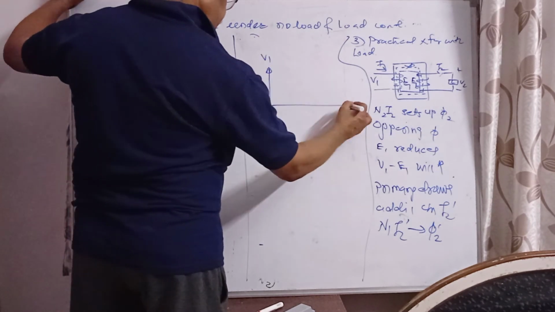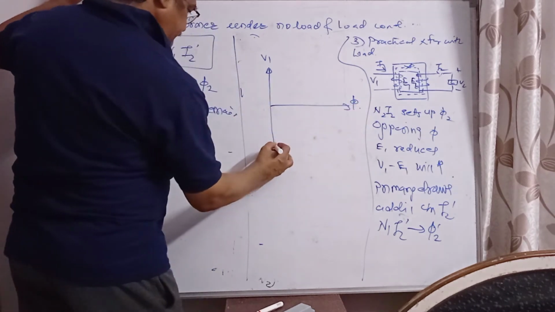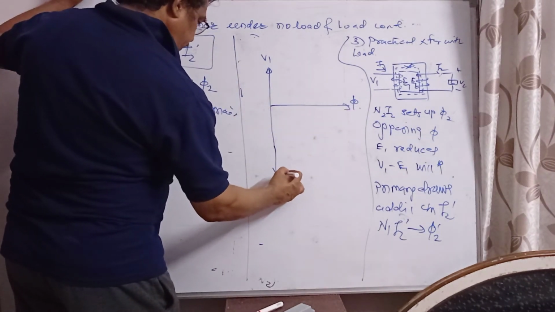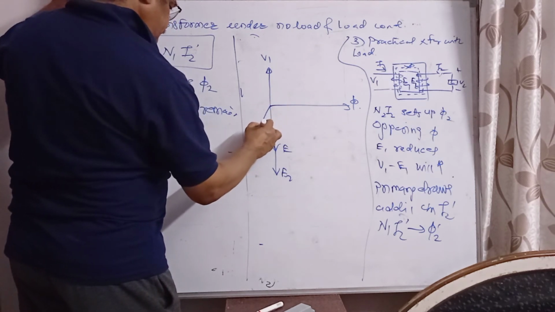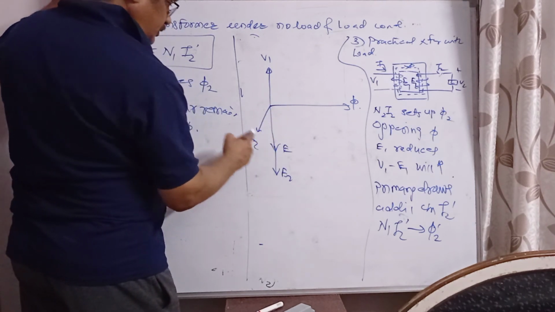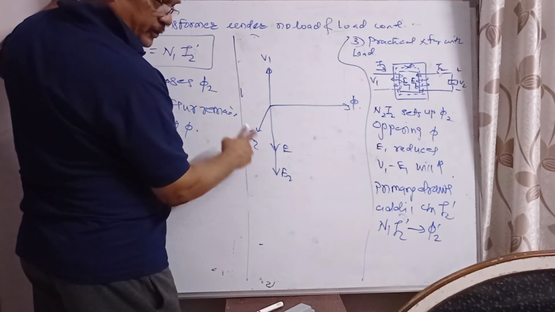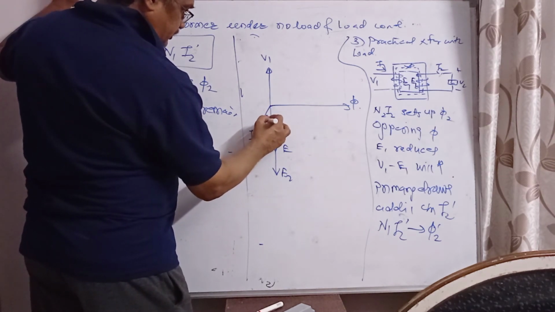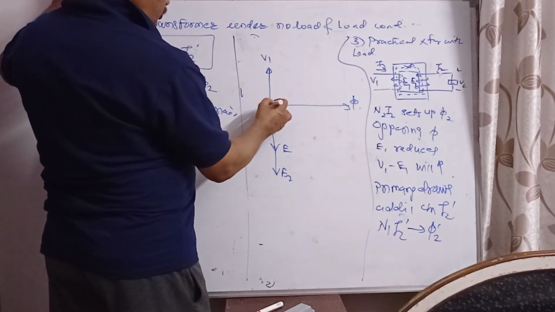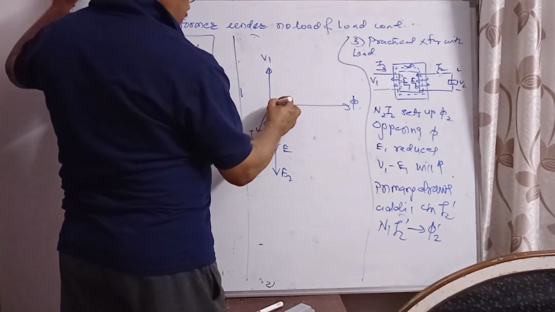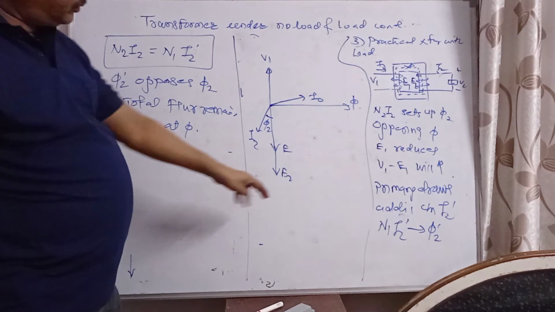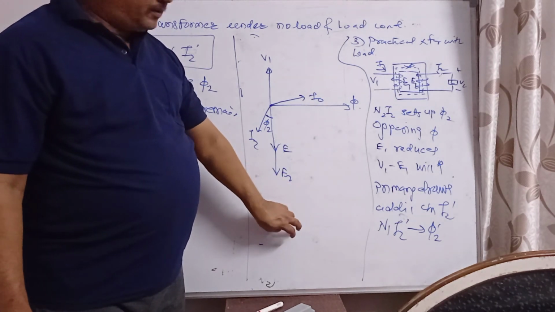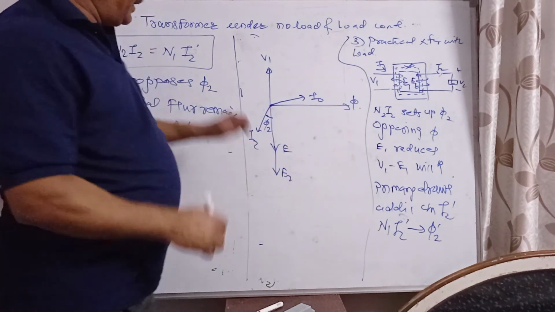V1, phi, E2, E1. I2 lagging E2. This is suppose phi 2. So I naught, here I have mentioned it, I naught is no load primary current.